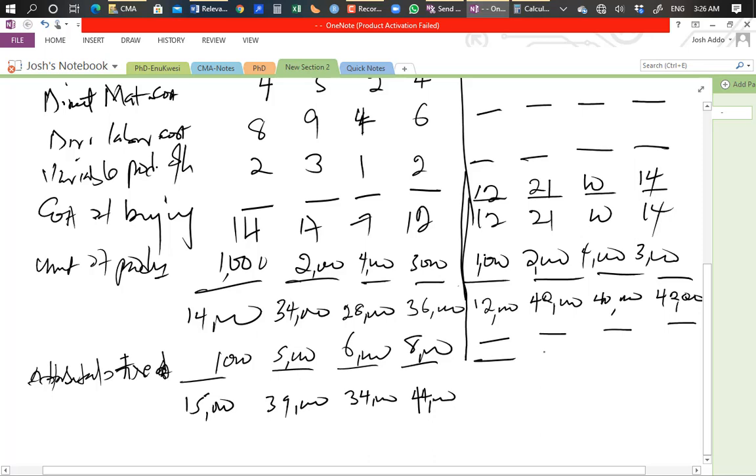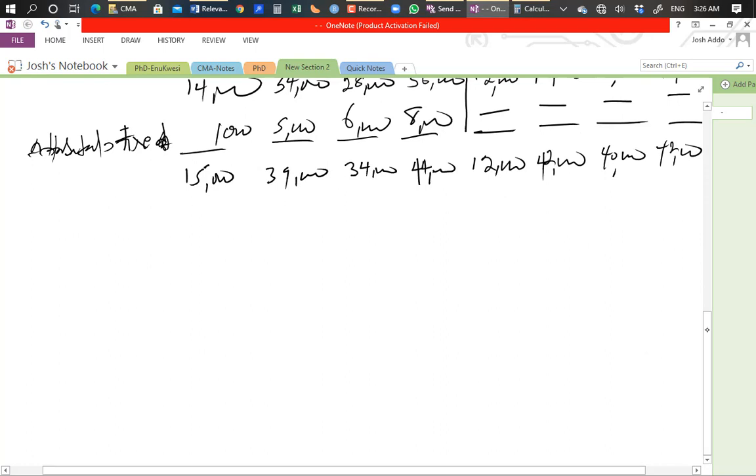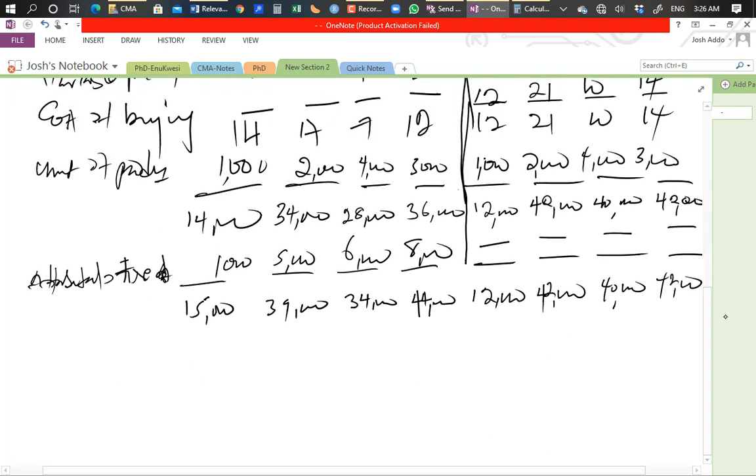And then when we tally here, you will get 12,000, 42,000, 40,000, 42,000. Okay, so these are the total relevant costs, both for manufacturing and for buying. So we now can do subtractions to see where we are making gains for which approach, and which approach should be the best to do.